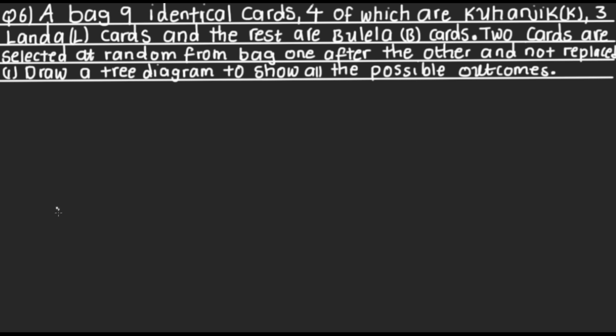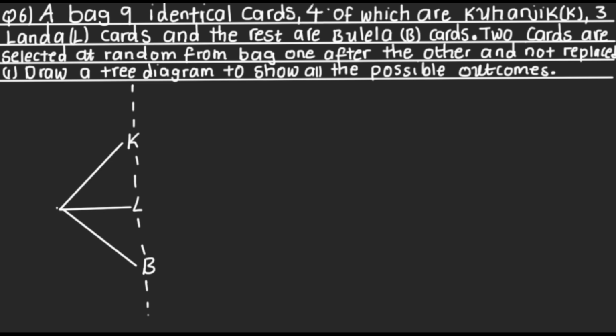So let's see how we are going to come up with these branches. The number of branches depends on the number of outcomes. So we have K for kuandika, that's an outcome, lambda for L, then we also have the rest, which is bulela, our B. I'm going to call this my first selection. Under the first selection, you don't have to do any subtraction.